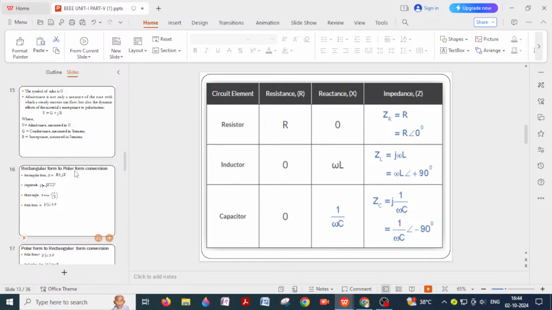So what is Z? Z is equal to R plus jX. So Y is G plus jB, where G is the conductance and its unit is Siemens, and B is known as susceptance and its unit is also Siemens. Admittance is measured in terms of conductance and susceptance. Impedance is measured in terms of resistance and reactance.